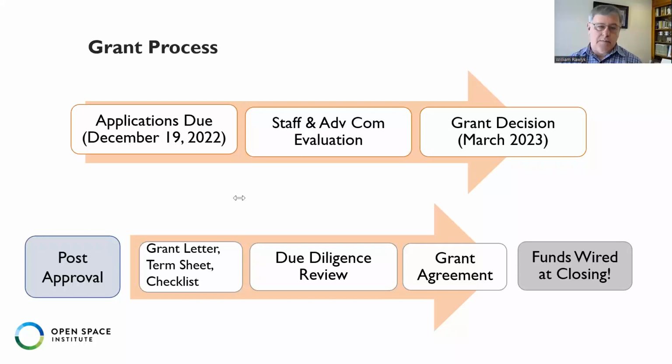And then after the advisory committee meeting, the projects are either declined, deferred, or approved. And a deferred project just means it may meet our criteria, but it may not be ready. And you can resubmit it. And then once a project is approved, OSI will send a grant approval letter, a term sheet outlining the conditions of approval, and a grant checklist.